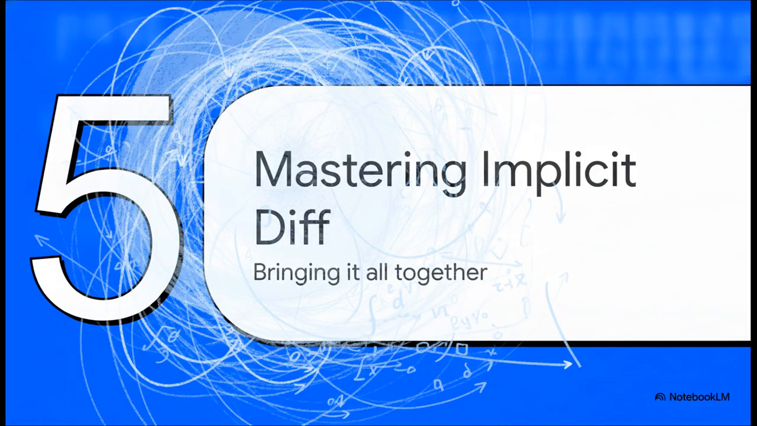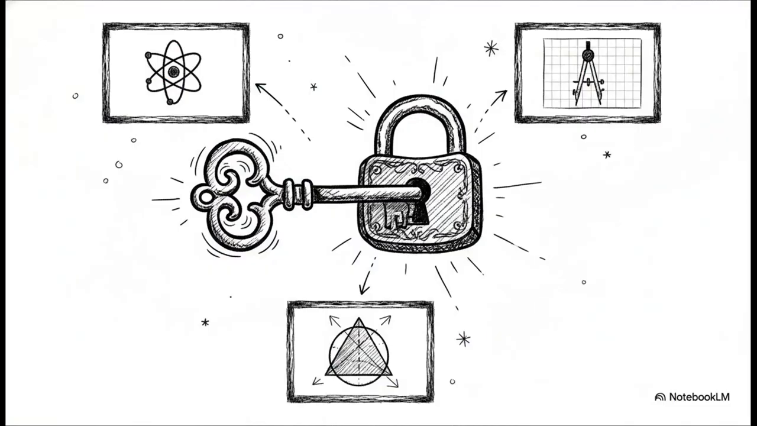Finally, section 5, mastering implicit differentiation, bringing it all together. Think about what we just did. We took what could be an incredibly frustrating algebraic chore and transformed it into a highly logical, step-by-step tool. Implicit differentiation unlocks the ability to find slopes for complex curves that completely fail the vertical line test.